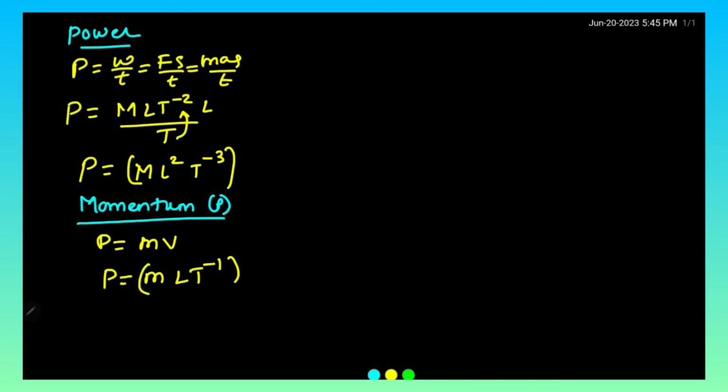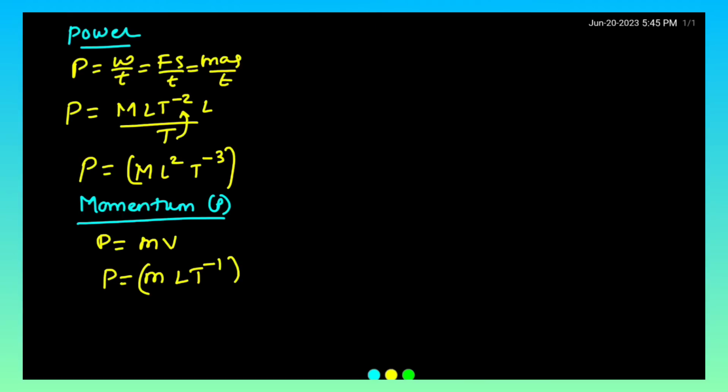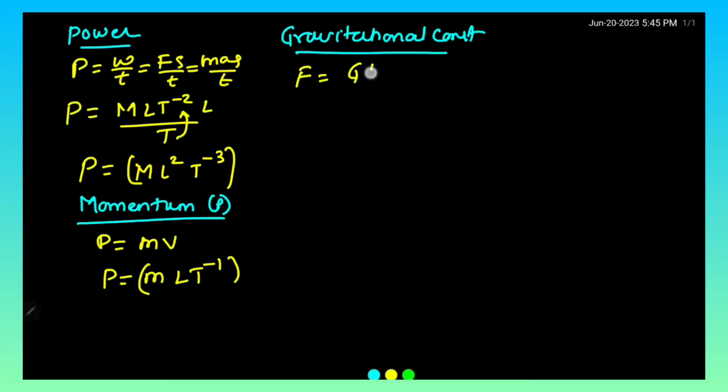Next, how can you find out the dimensional formula for gravitational constant? Okay, so that is gravitational constant. We all know that the formula for gravitational constant, we write F equals G m1 m2 by r square. So to find out G, so G is nothing but F into r square by m1 m2.